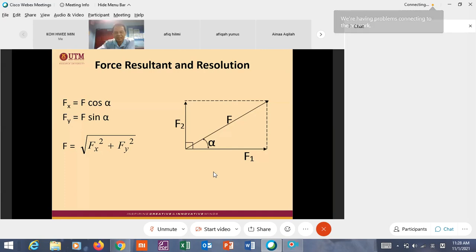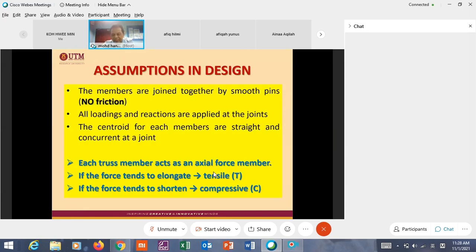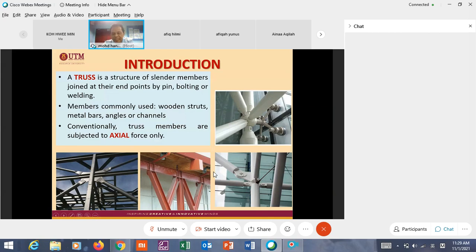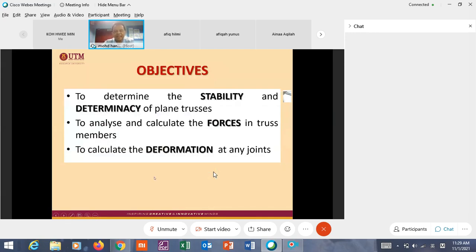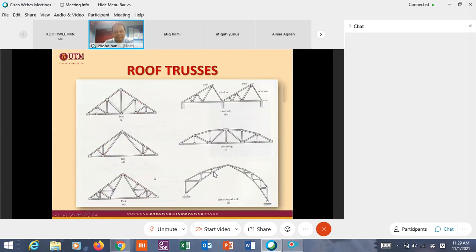And all loading and reactions are applied at the joint, not at an eccentricity from the joint. So this joint must be installed or fabricated very accurately, so that the force will go through the joint centroid, similarly in all conditions. So this is the second ideal condition assumption.